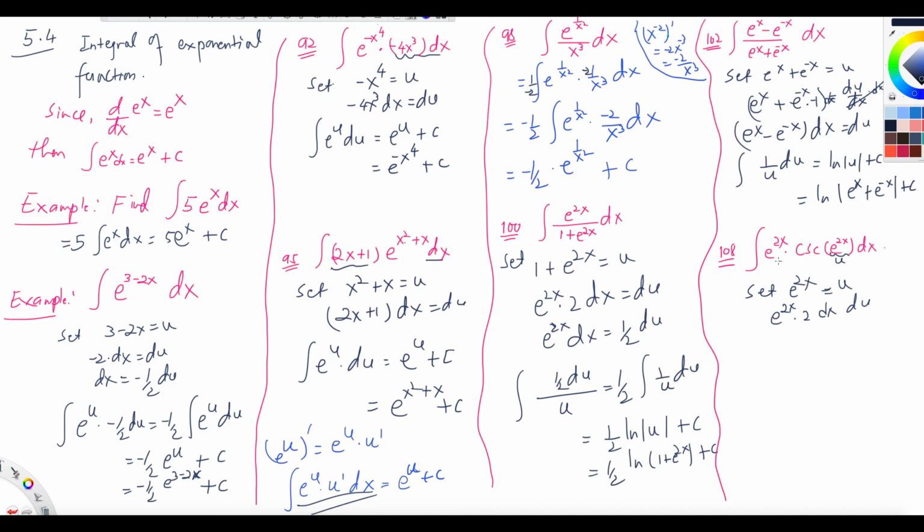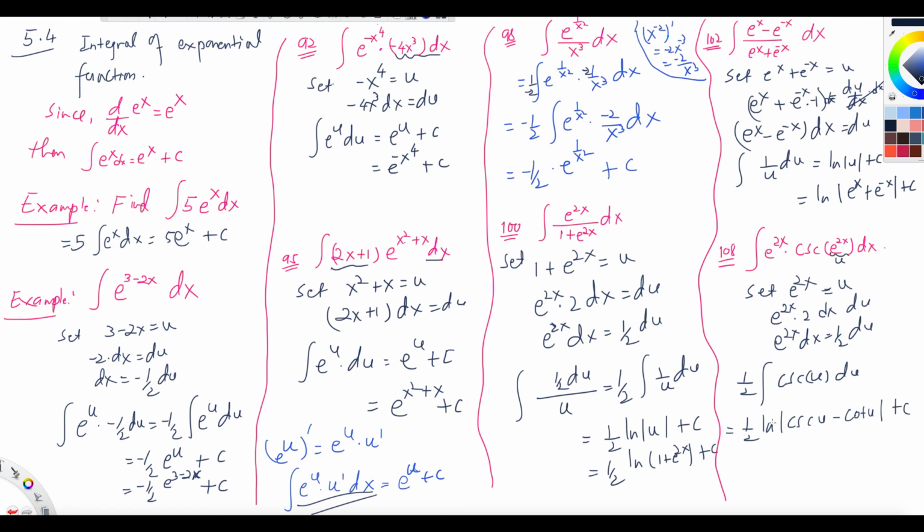So what can you do here? It is like e to the 2x times dx, not just this e to the 2x. This will be u, like cosecant u. Now this e to the 2x and dx will be du, but you need to divide both sides by 2, so e to the 2x dx equals 1/2 du, correct? Now this integral can be written as 1/2 integral of cosecant of u du. So what is the integral of cosecant x? Do you remember that? It is natural log of cosecant u minus cotangent u, plus c.